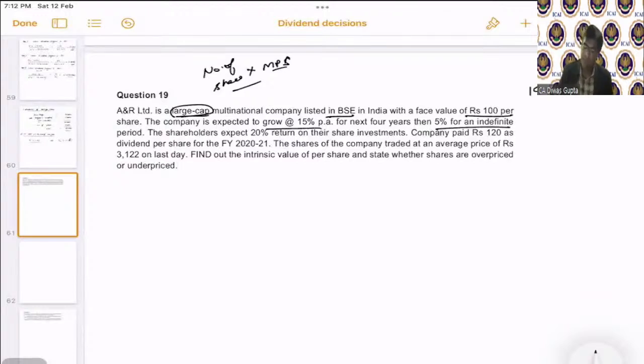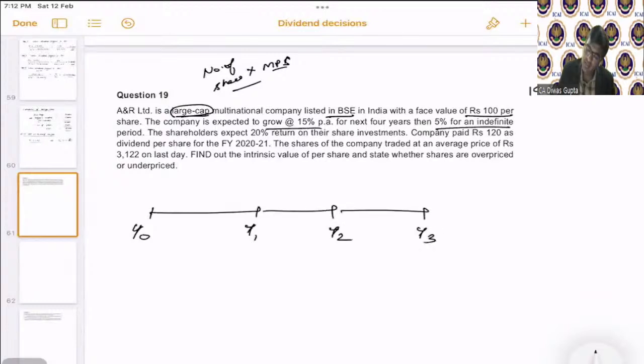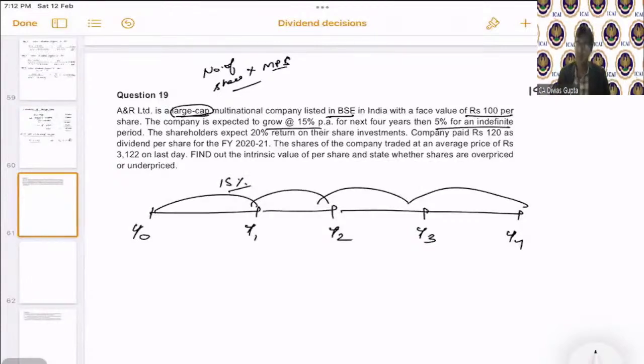So that means for the next 4 years, if we are at Y0, Y1, Y2, Y3, Y4, these 4 years the growth will happen at the rate of 15% per annum. After this, the growth will happen at the rate of 5% per annum. The shareholders expect a 20% return on their share investments. They are saying that they need at least a 20% return. That means the Ke is equal to 20%.